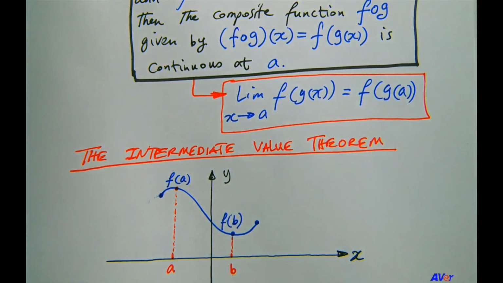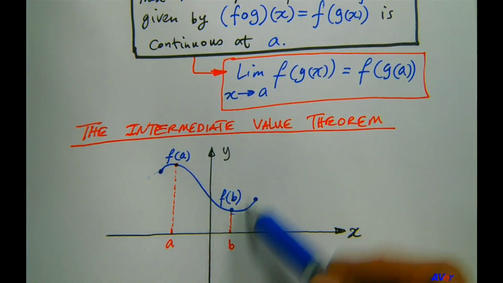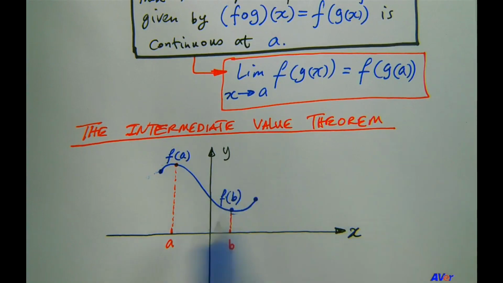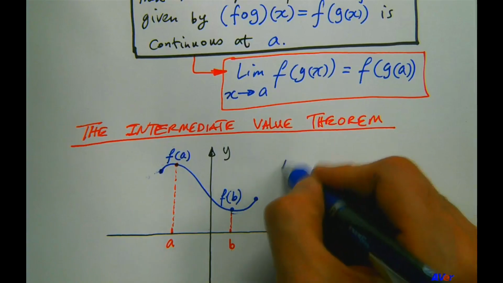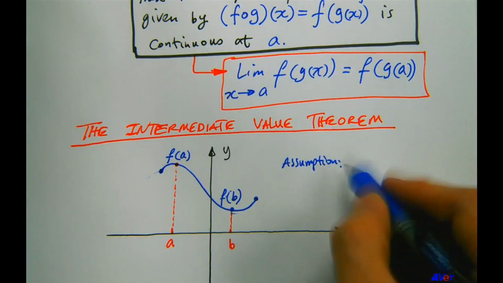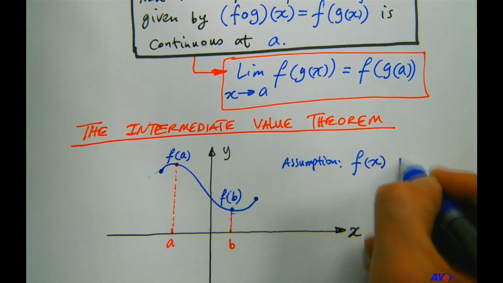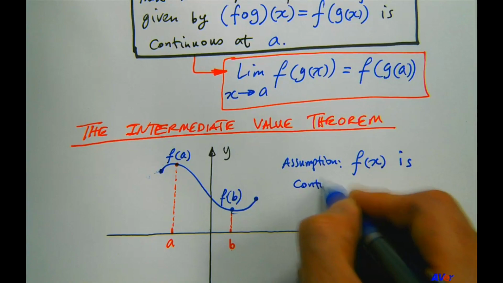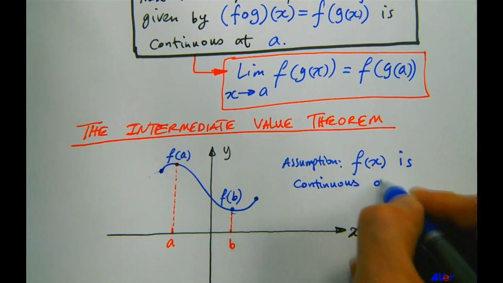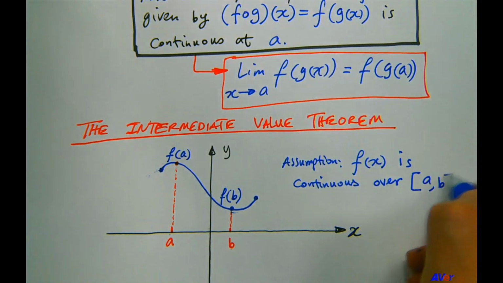So the intermediate value theorem says, if you have a function that is continuous over some interval a, b, so this is the assumption of the intermediate value theorem. The assumption is that the function f of x is continuous over the interval a to b, a comma b.